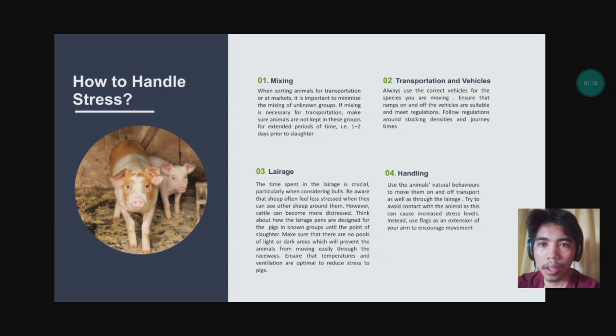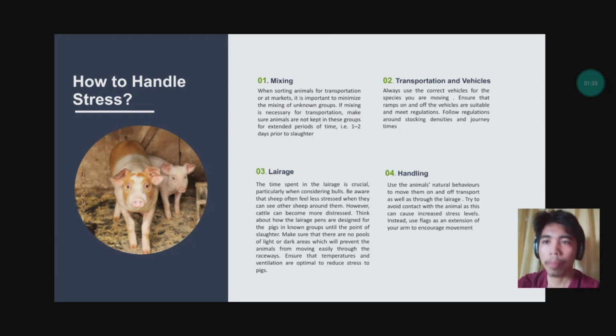Number 4. Use the animals' natural behaviors to move them on and off transport as well as through the lairage. Try to avoid contact with animals as this can cause increased stress levels. Instead, use flags as an extension of your arm to encourage movement.